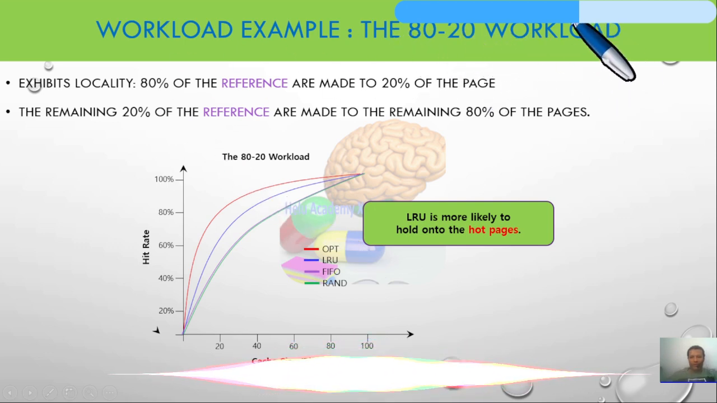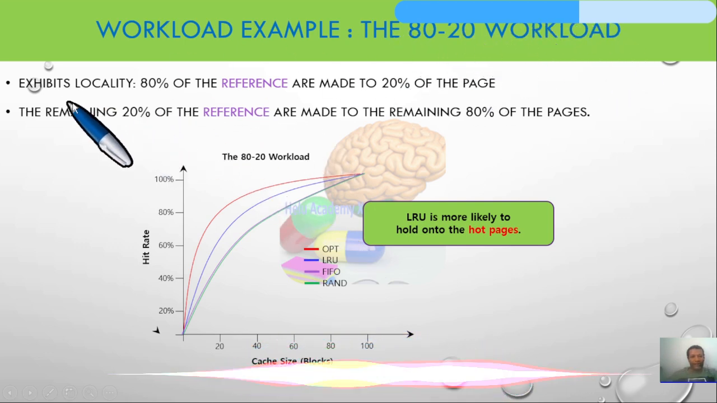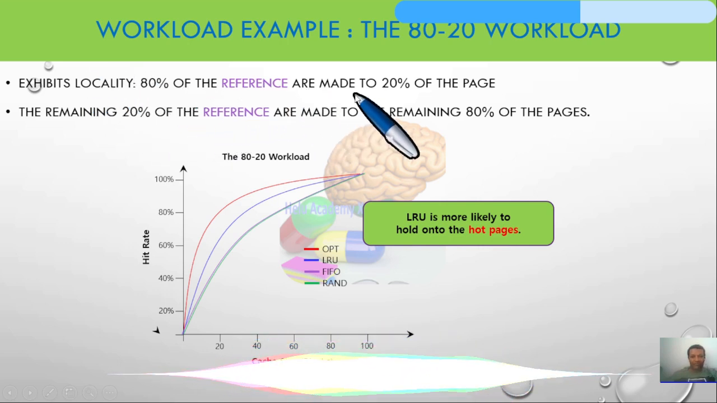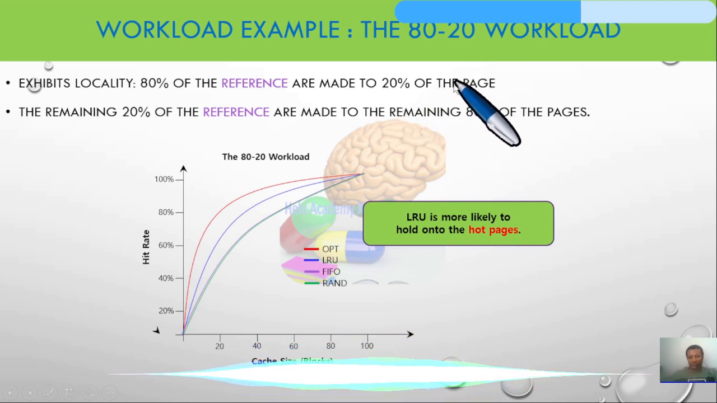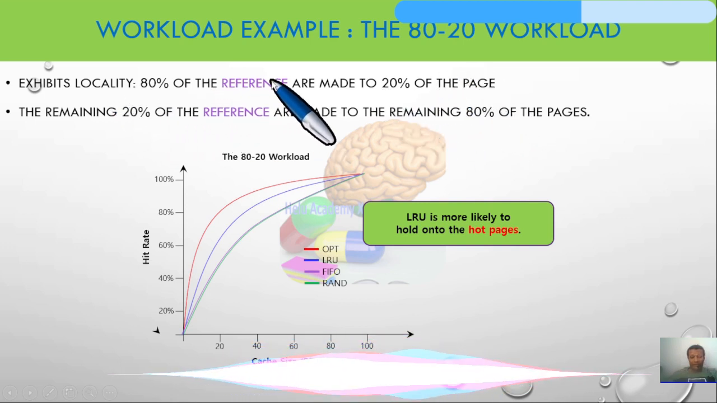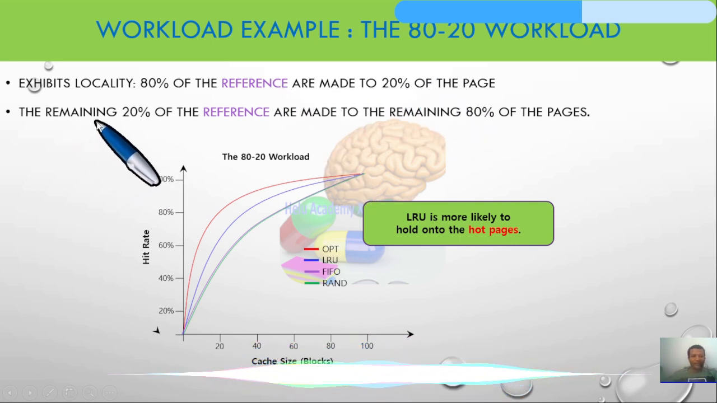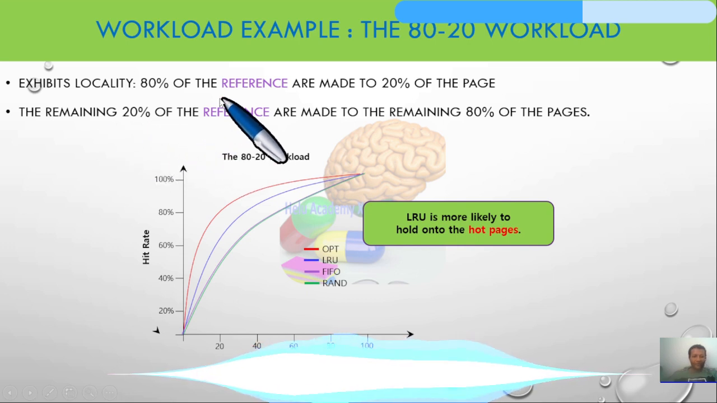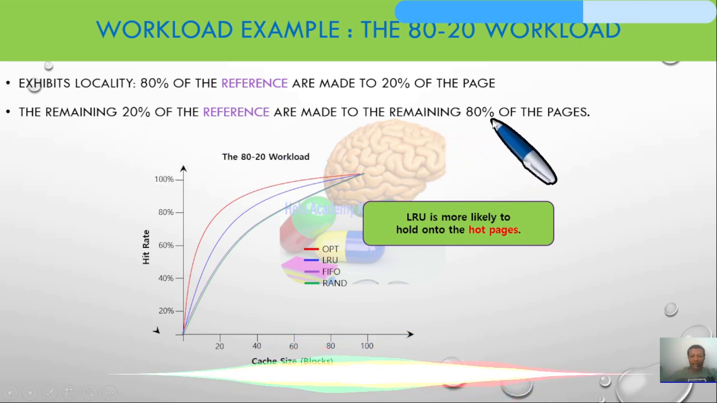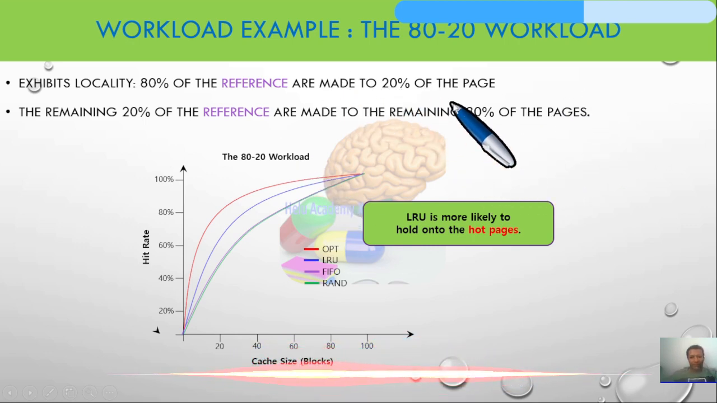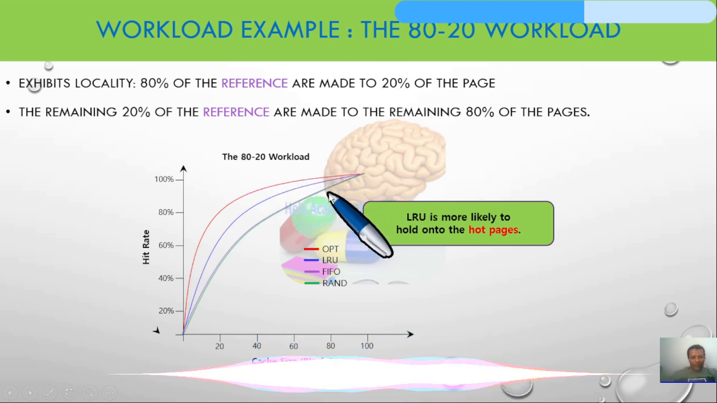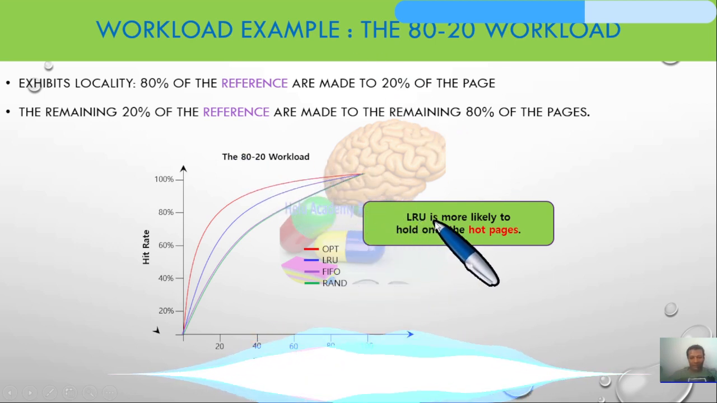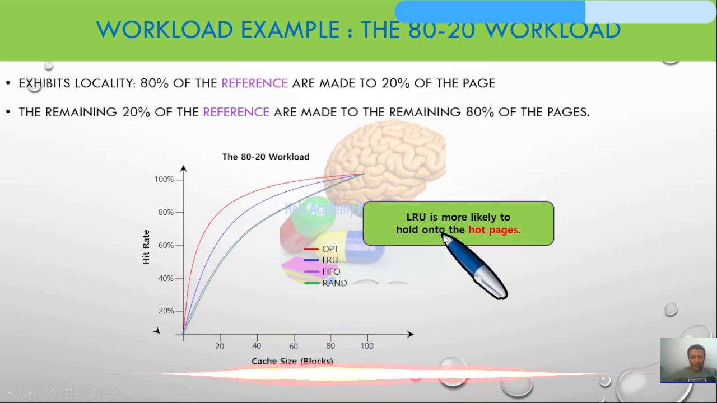Again, the 80-20 workload exhibits locality. Locality means 80% of the references are made to 20% of the pages. That means the remaining 20% of references are made to the remaining 80% of pages, so it is reciprocal. In the 80-20 workload, the least recently used is more likely to hold onto the hot pages.